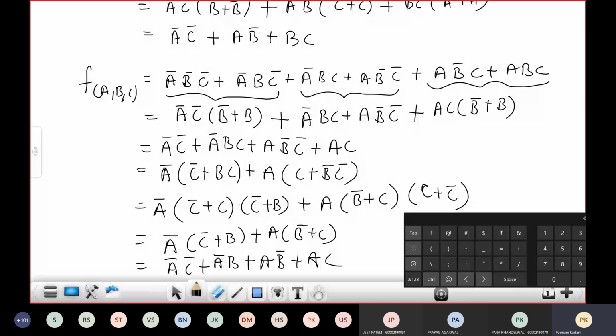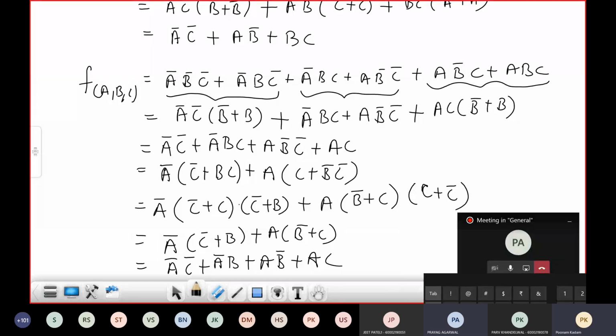Is it possible to reduce this last expression? Look at the last expression now. What we have got is A bar C bar plus A bar B plus A B bar plus AC. Can we further reduce it? We can use the consensus theorem, right? No. This is the reduced form. We cannot further reduce it.